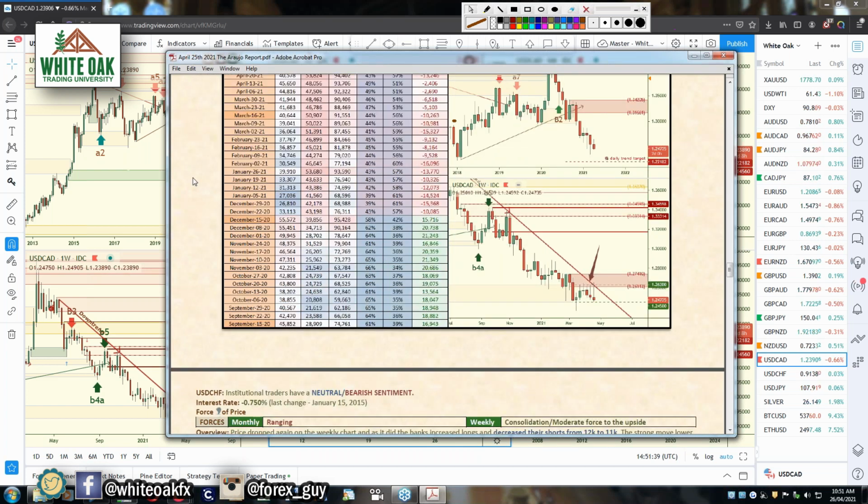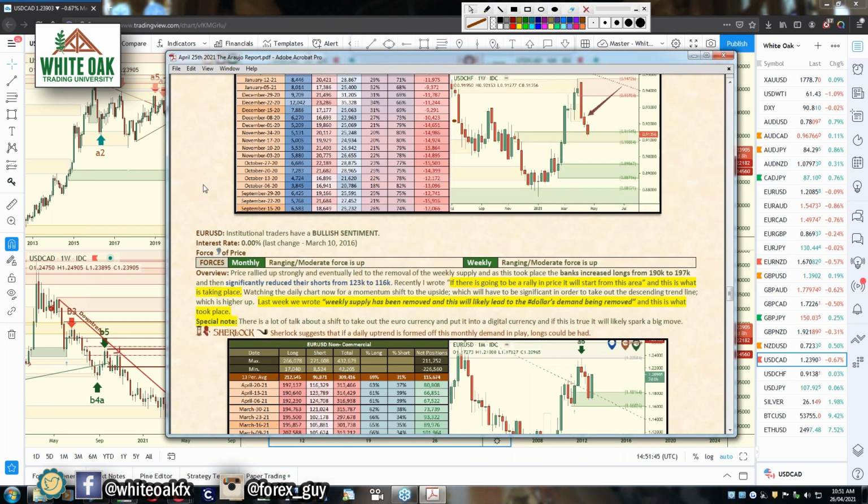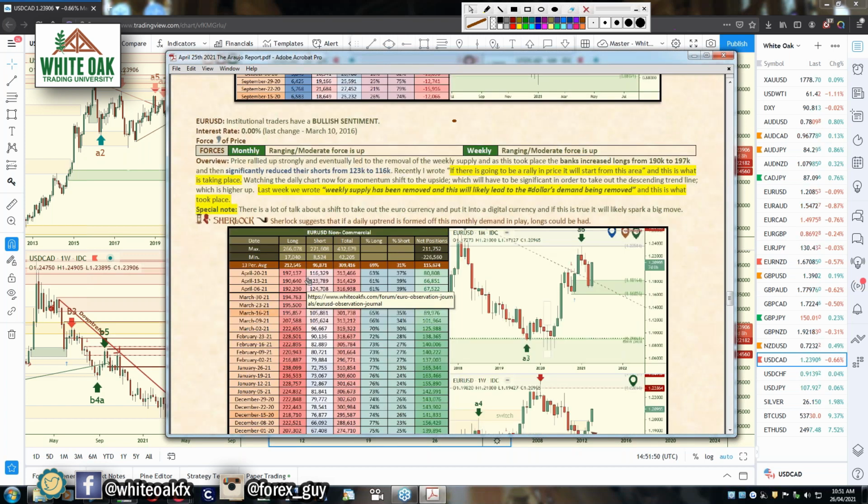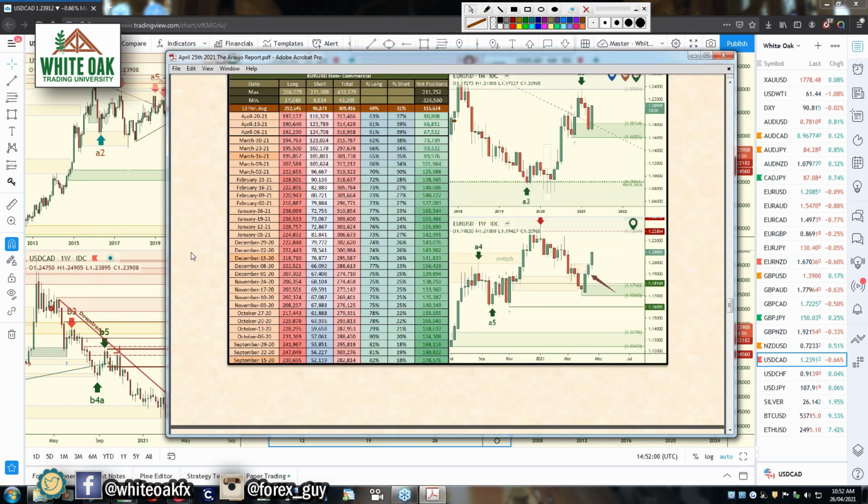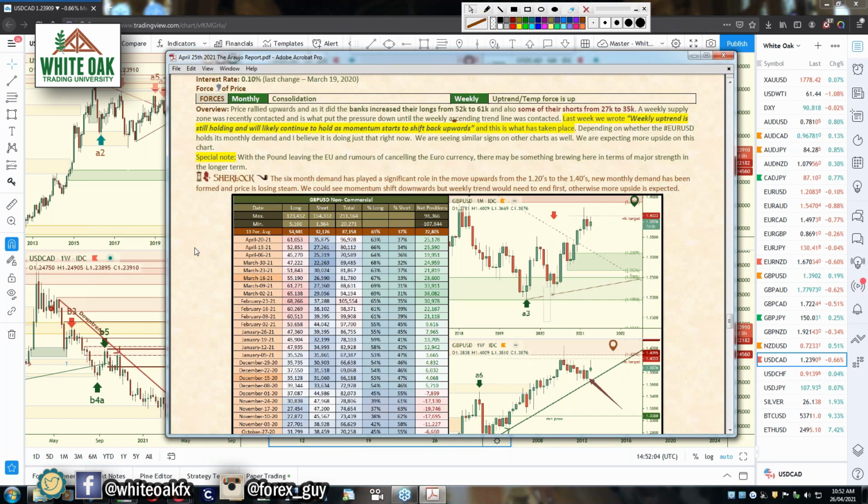Euro to the upside, big increase in longs, 190 to 197. Amazing. And then reducing shorts, 123 to 116. That's exactly what we wanted to see. Beautiful. Okay, pound. Look at that big increase in longs from 52 to 61. Wonderful. It's great, right? What did we say? Weekly trend was going to hold. Why did we say that?